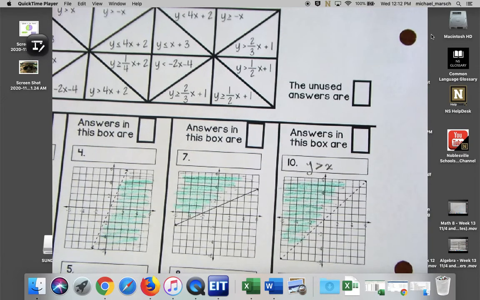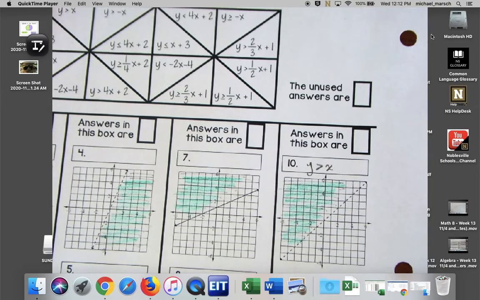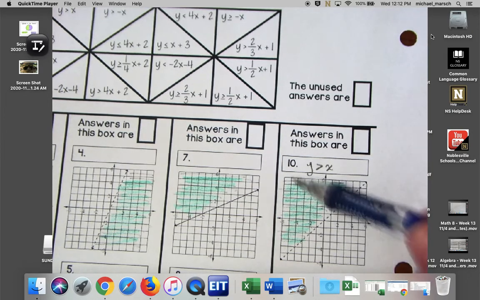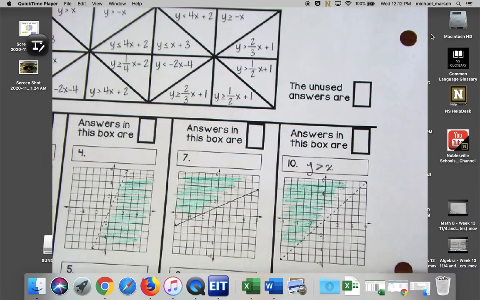Any questions about how I got that answer? Why I don't have a y-intercept, why it's just x? What if this was a negative line? What would my x be? Negative x. Yep. Okay. You guys are so smart.